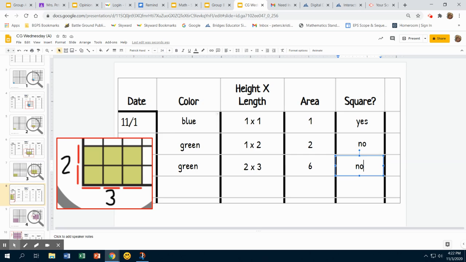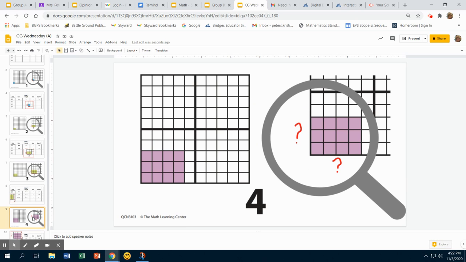Okay, so now we are up to today, Wednesday, November 4th. And this is what the figure looks like today. I want you to think about what is the height and what is the length of that figure. And then the next question is, what would the area be? How many square units does it take to make that purple figure? And then, of course, our last question is, is it a square? Does it have 4 equal sides?